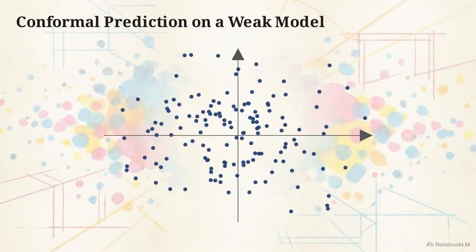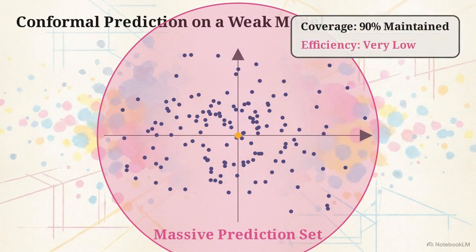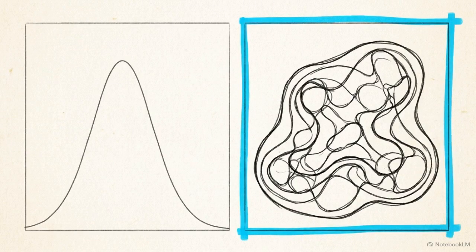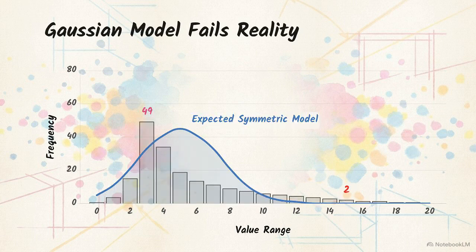This doesn't make a weak model strong. Instead, it forces a weak model to output very large sets to maintain its coverage promise. Conformal prediction shifts the focus from simple accuracy to the mathematically provable boundaries of a model's ignorance. These guarantees distinguish conformal prediction from the classical uncertainty toolkit. Standard Gaussian intervals fail when data is skewed or heavy-tailed because they rely on rigid, often incorrect assumptions about the shape of the noise.